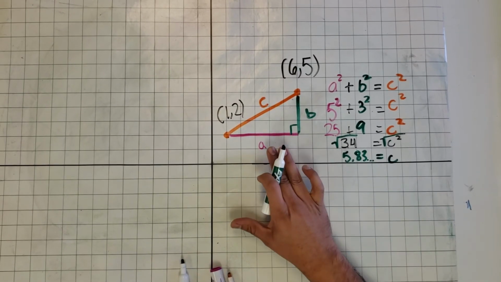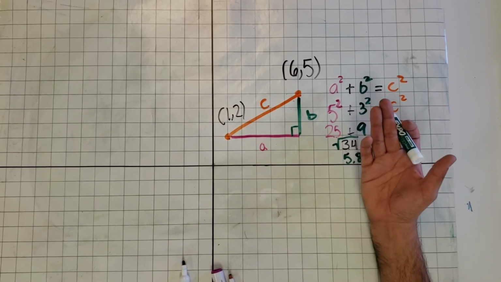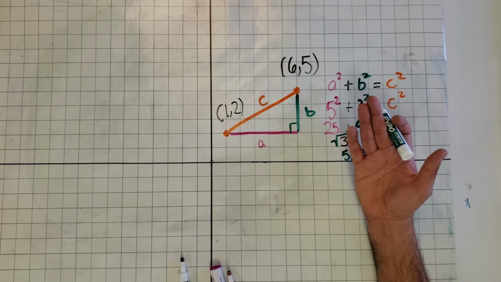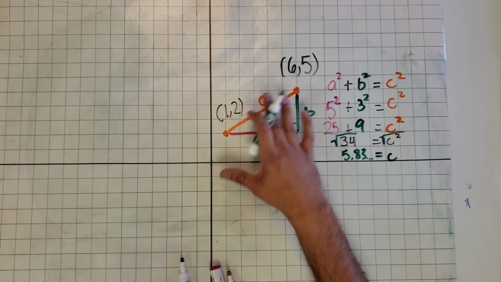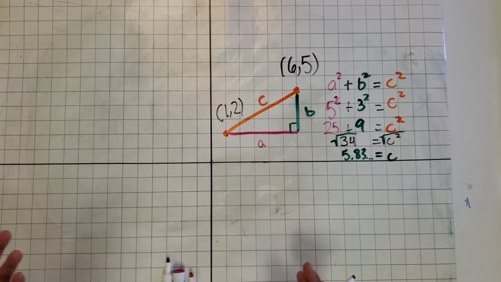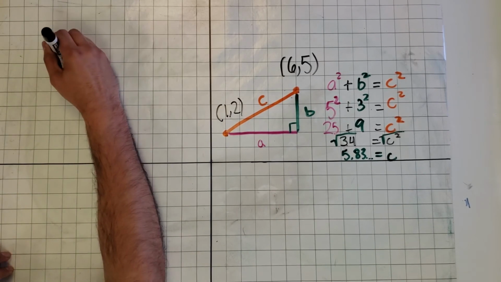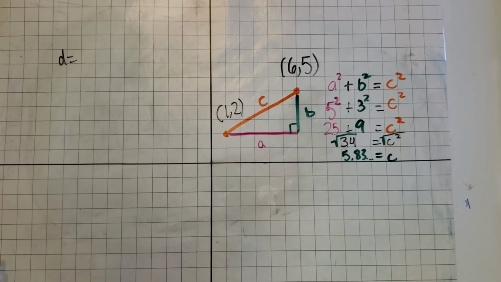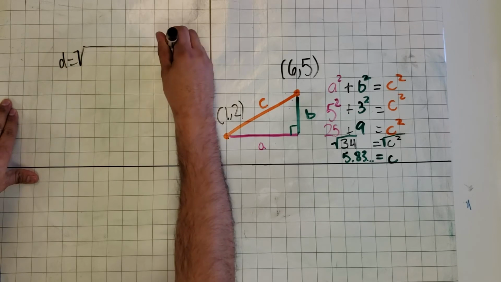So that's the easy way of doing it right here on a graph. But sometimes they won't give you a graph, okay? So that's when we have to use the formula. We're going to use the formula over here, and I'm going to use these same 2 points, and I'm just going to pretend we don't have the graph. So again, the formula for distance is D equals the square root.